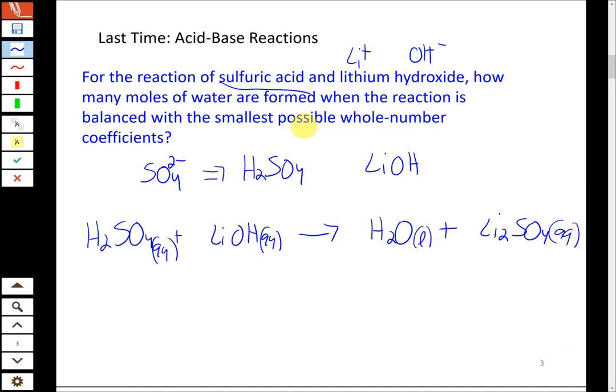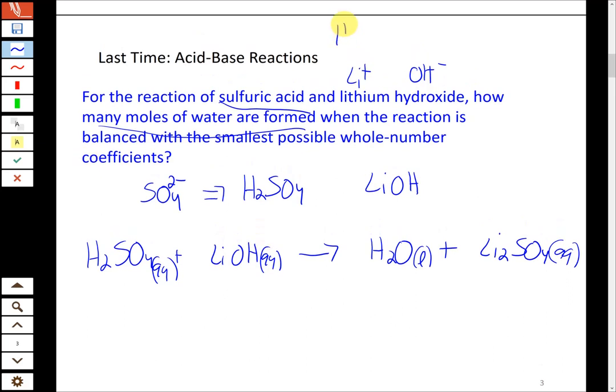But now what it asks for is, when the reaction is balanced with the smallest whole number of coefficients, how many moles of water are formed. So there's a pretty simple way of doing this for acid-base reactions, which is that you have to remember that to form water, you need 1 H+ and 1 OH-. So that's how water forms in these acid-base reactions, H+ plus OH- going to H2O. So it's always a 1-to-1 reaction between H+ and OH- to make water.